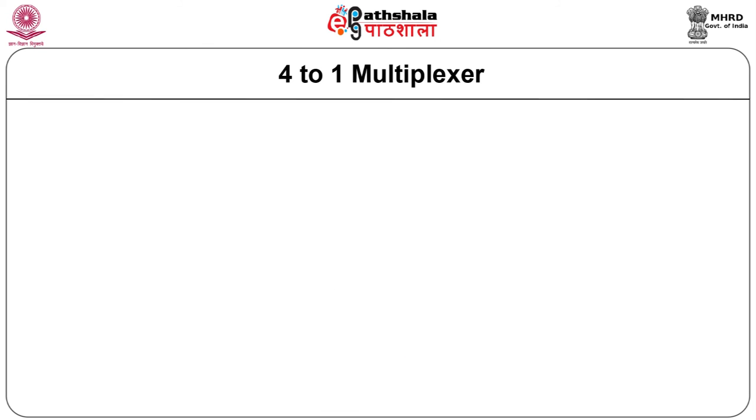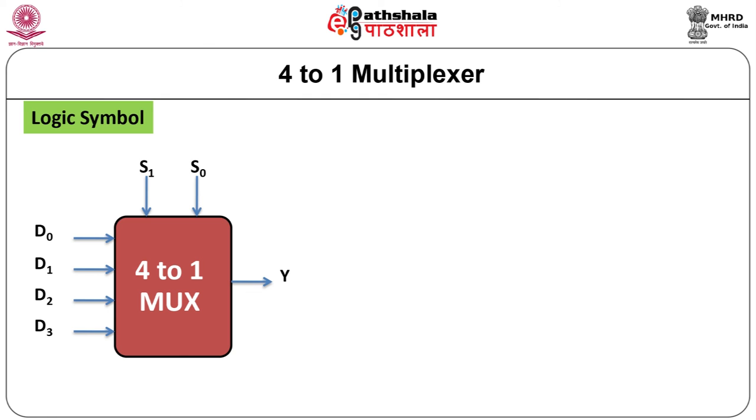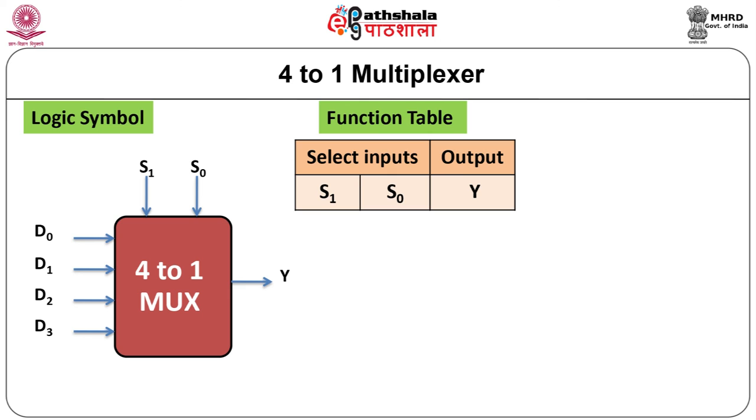The second type of multiplexer is the 4-to-1 multiplexer. The logic symbol indicates there are four data inputs, namely D0, D1, D2 and D3, and a single output Y. For four data inputs, we need two select lines, namely S1 and S0. While preparing the function table, we write S1 as MSB and S0 as LSB. The two select inputs provide four input combinations for selecting the proper data input at the output.